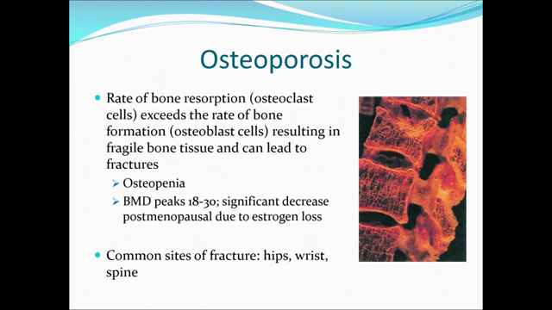Osteopenia is the precursor to osteoporosis. This is where you're starting to see some bone demineralization, but it's not quite to the level of osteoporosis yet. Bone mineral density peaks at about ages 18 to 30, and there's a significant decrease in postmenopausal women, and it's postmenopausal due to the loss of estrogen. The estrogen actually stimulates osteoblasts and inhibits osteoclasts, which is why you see such demineralization after that estrogen is gone. Common sites of fracture that we see are the hips, the wrist, and of course the spine.